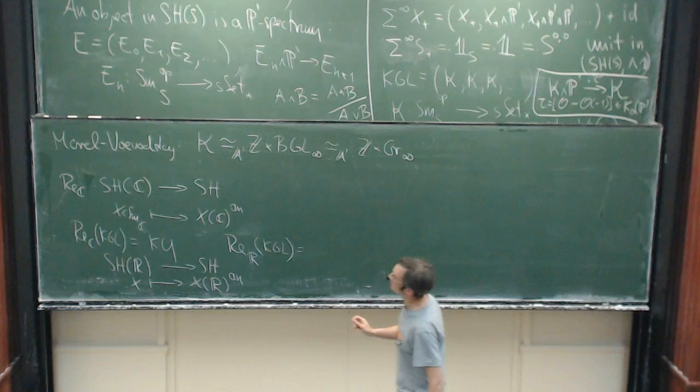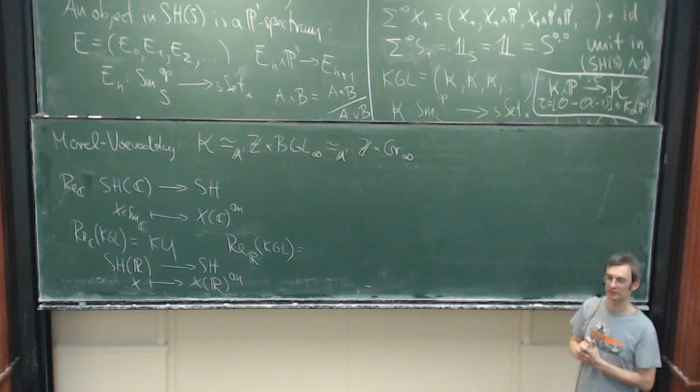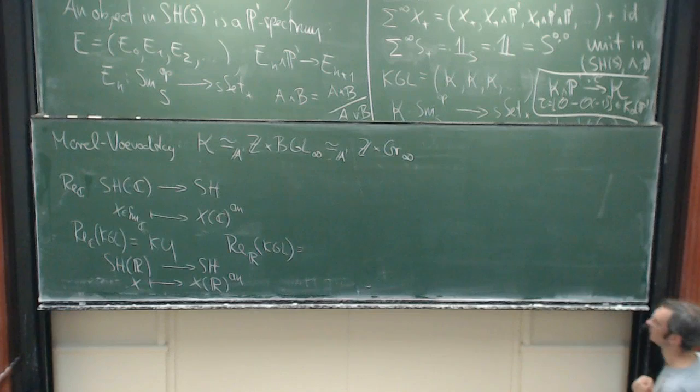I can look at the complex points with its complex conjugation action, and then look at its geometric fixed points. That is the same as what is happening here. Geometric, if I want it to be colimit preserving. Do you want to answer what this is?